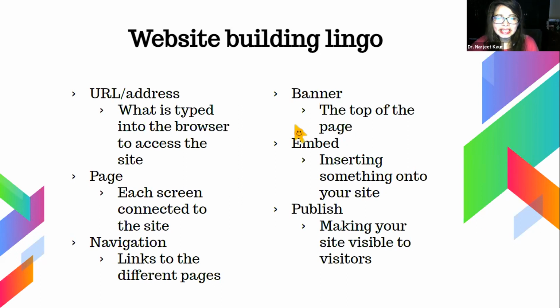The next thing here, you see, is embed. Embed means inserting something from outside into your site. Embedding can be from the Drive, from Google Chrome, from the different pages of the same website as well. That is known as embedding. Banner appears at the top of the page, and publishing means your site is going to be visible to the visitors.